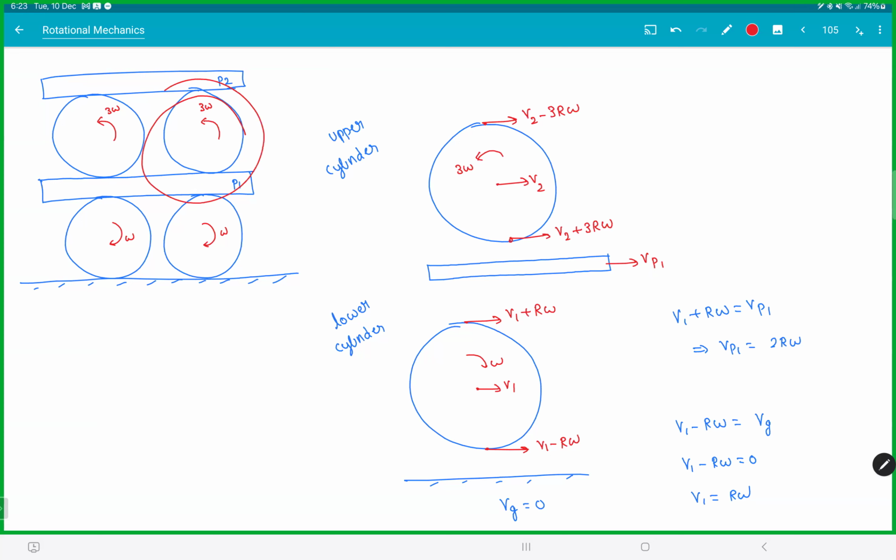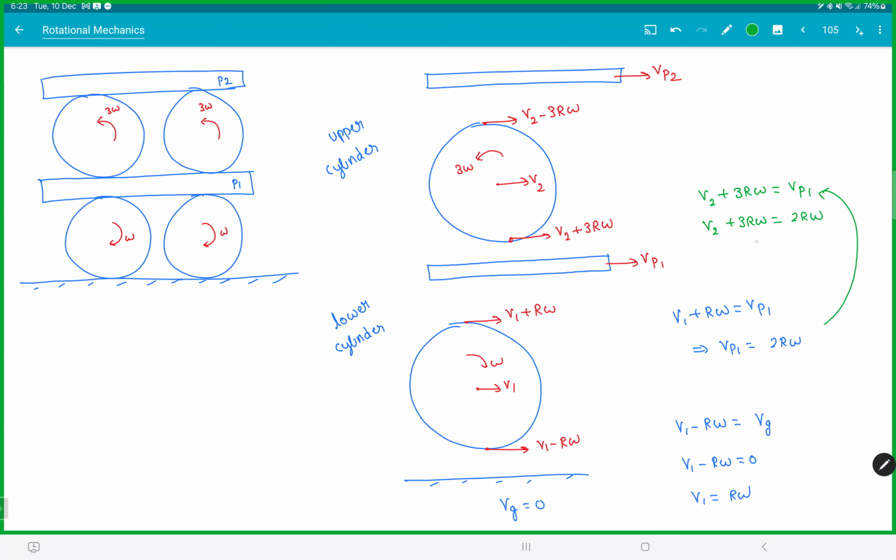If you see, this is anti-clockwise. Lower cylinders are rotating clockwise. This would be your Vp2. Now, these 2 points are not slipping. So V2 plus 3R omega is Vp1. But Vp1 is 2R omega. So V2 is R omega. It's going forward.